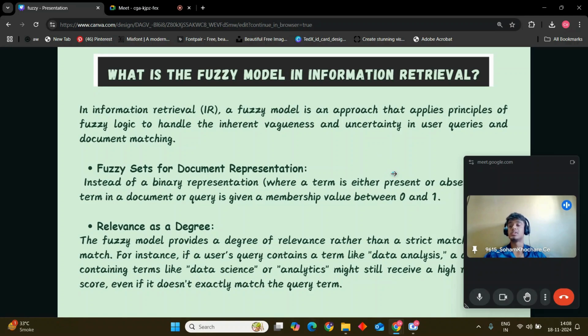So moving on to fuzzy models in information retrieval. This is where the fuzzy model comes into play. By incorporating principles of fuzzy logic, it addresses the issues of uncertainty in user queries. Unlike traditional models that classify matches in a binary fashion, the fuzzy model assigns degrees of relevance. This means that a document doesn't have to match a query exactly to be considered relevant.